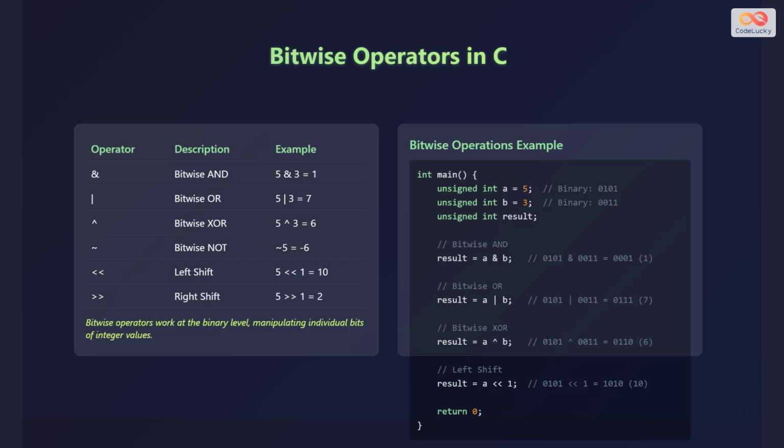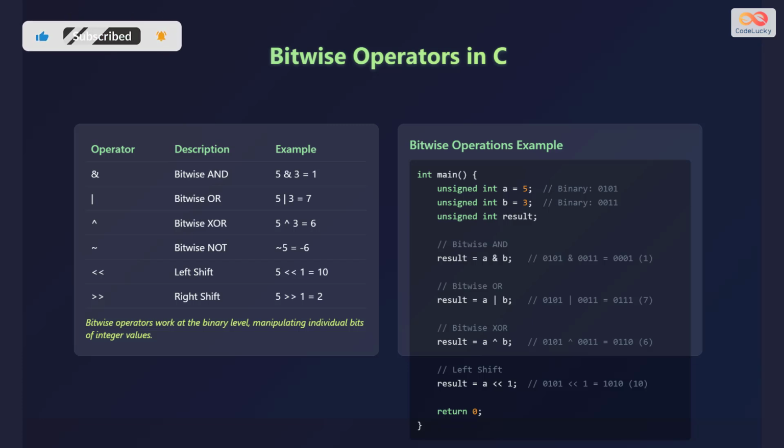The left shift operator, denoted by two less than signs, shifts the bits of the left operand to the left by the number of positions specified by the right operand. For example, 5 << 1 equals 10. The right shift operator, denoted by two greater than signs, shifts the bits of the left operand to the right by the number of positions specified by the right operand. For example, 5 >> 1 equals 2.